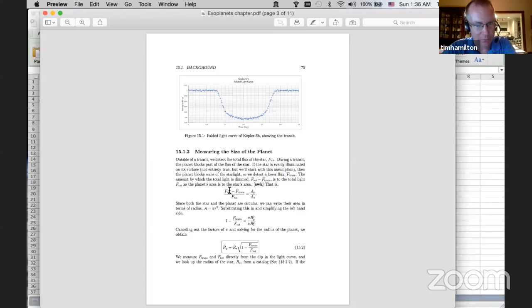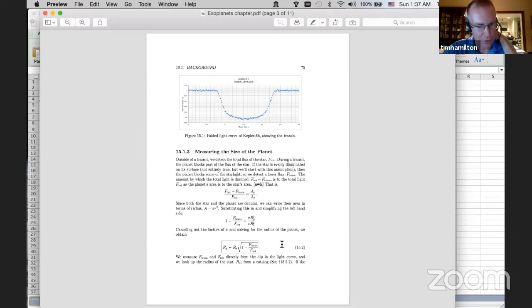So how much it dims, F total minus F transit, so that's 1 minus 0.99 roughly, that gets you 0.01, divided by the total, so we're getting a fractional drop, is equal to the size of the planet as a fraction of the size of the star in the cross-sectional area. All we have to do is put the area in terms of radius, area is pi r squared, and then we solve for the radius of the planet. The only tricky thing is to set this up. But if you think of it as a fractional drop equal to the fractional coverage of the star, then you can set it up. And then it's just algebra.